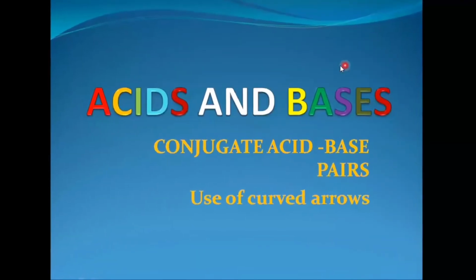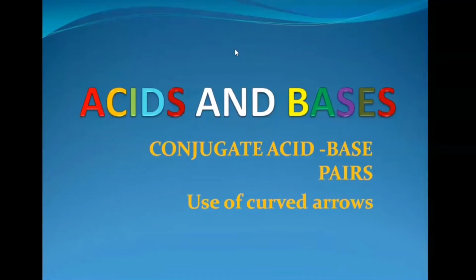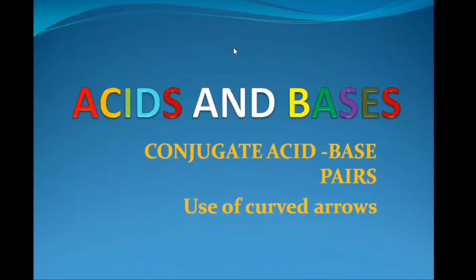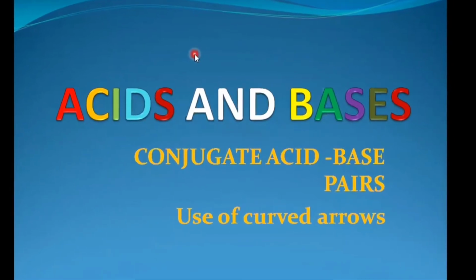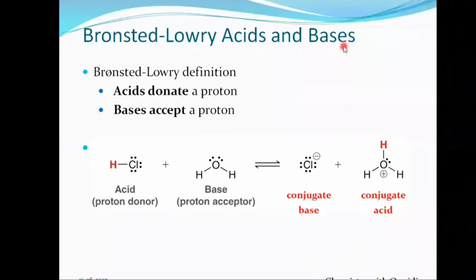Assalamu alaikum everyone. Today we will discuss acids and bases, and in acid-base chemistry we will discuss how conjugate acid and base pairs are formed and the use of curved arrows. To discuss how the conjugate acid and conjugate base are formed, we will first have to discuss the Lowry-Bronsted concept of acid and base.